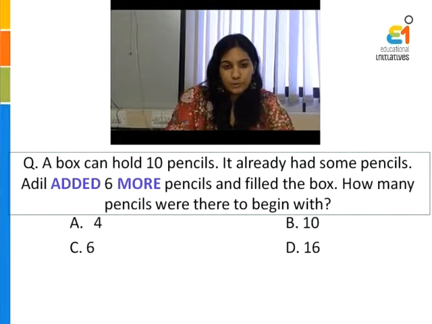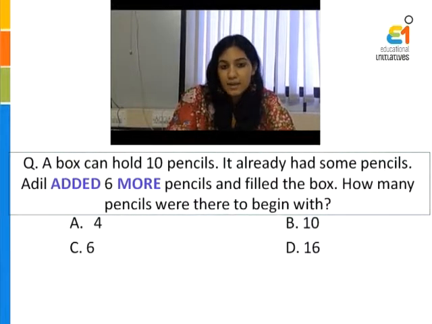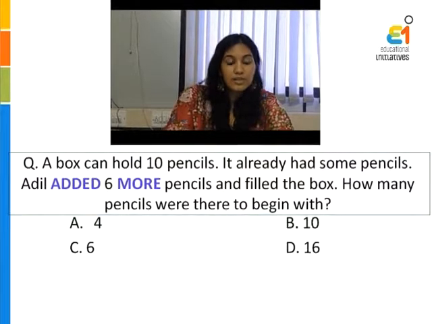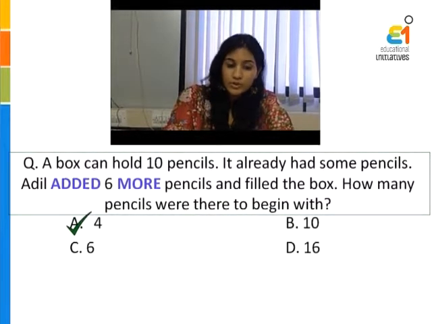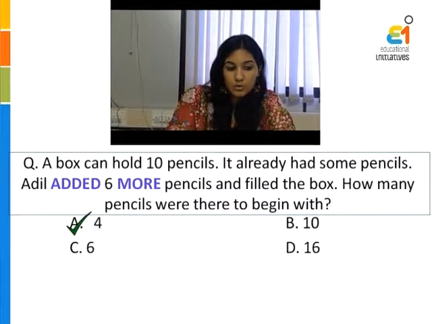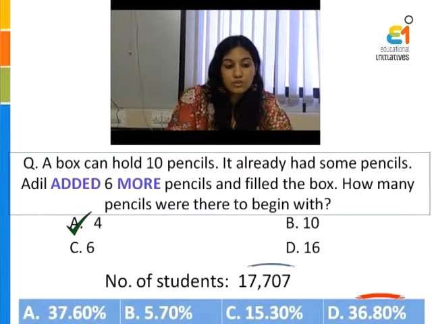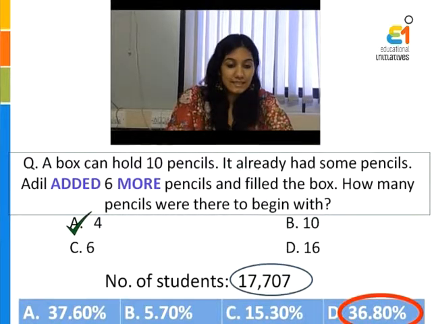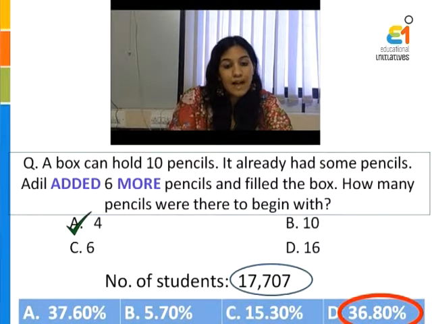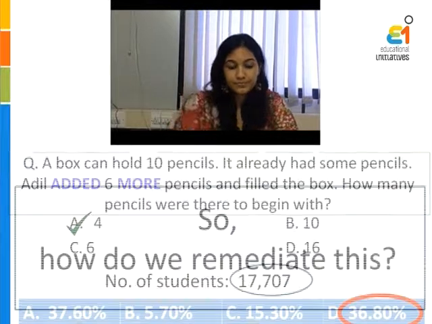Look at the question below. A box can hold 10 pencils. It already had some pencils. Adil added 6 more pencils and filled the box. How many pencils were there to begin with? What do you think the most common wrong answer was? 36% of 17,000 students answered 16. Probably on seeing the word added and more.